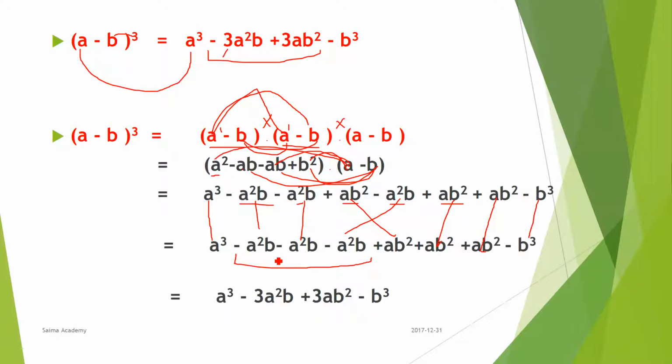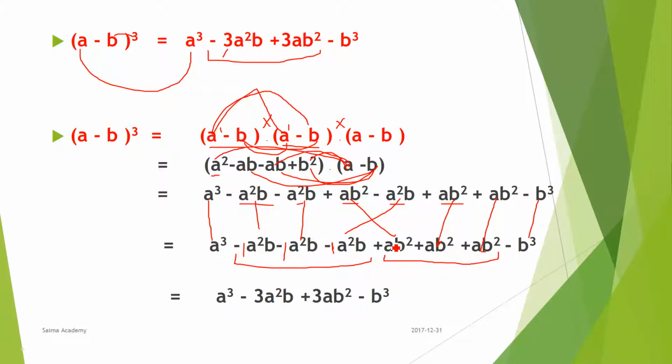Minus a square b, minus a square b, exactly they are the same. So how many times do you have a square b? 1, 2, 3. If they do not have any coefficient, it means it has coefficient one. So 3 times you have a square b with the sign minus. So a cube minus 3a square b, and this is one set.